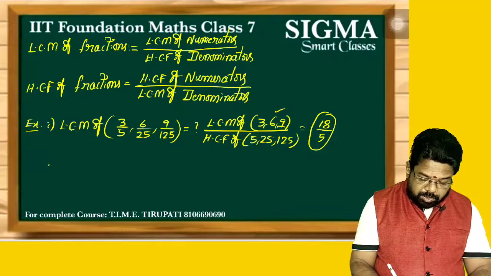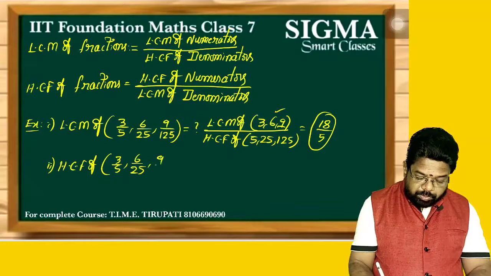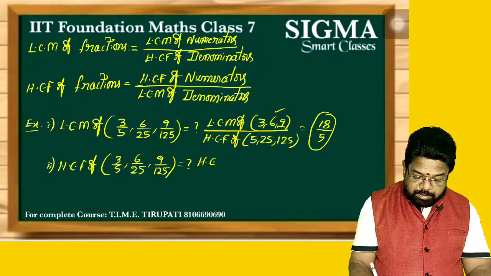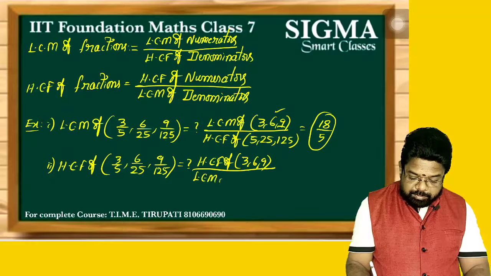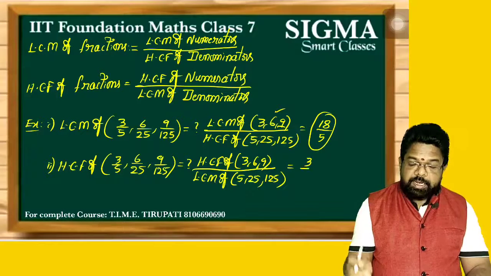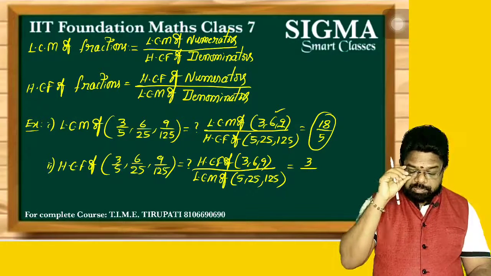Suppose for the same values HCF is given, how can you calculate? HCF of 3 by 5, 6 by 25, 9 by 125. What is the formula? HCF of numerators, 3, 6, 9, by LCM of denominators, 5, 25, 125. What is the HCF of 3, 6, 9? Select one number that divides all the numbers: 3. So the HCF of 3, 6, 9 is 3.